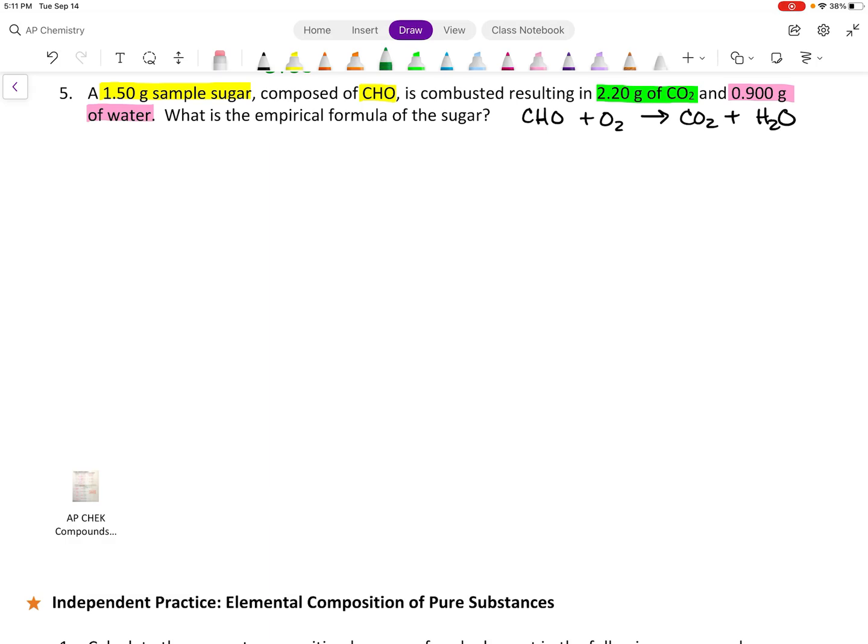So I'm going to start off with my moles. I want to know moles and mass of carbon. Okay, so I'm going to do moles of carbon, and then I'm going to add the mass onto the end. I think that's the easiest way to do this. So I'm going to try to streamline the process here. So we're going to start with our 2.20 grams of carbon dioxide.